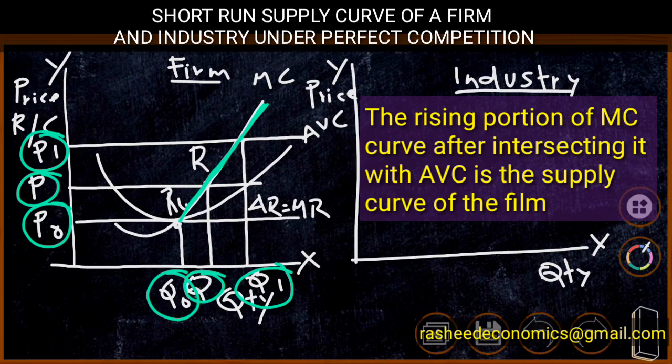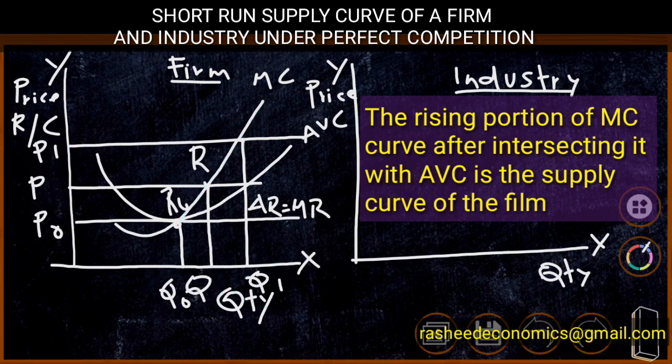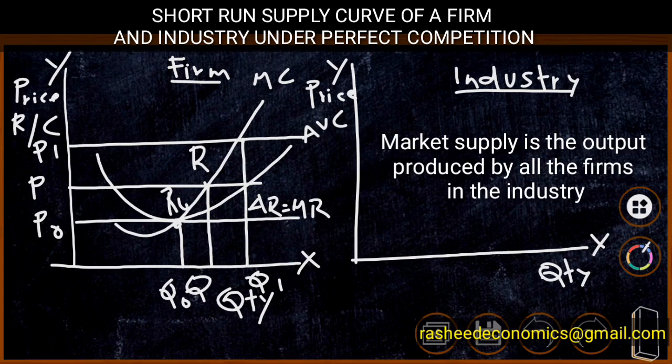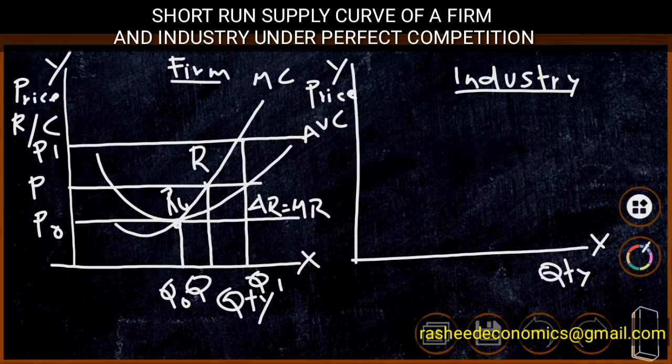Thus, we have derived the individual supply curve, or firm's supply curve, from its equilibrium points. Now we are going to derive the supply curve of the industry. In case of industry, there are a very large number of firms, and automatically the total output of the market will be higher than that of a single firm. Therefore, industry's output or market supply is the output produced by each firm multiplied by the number of firms.